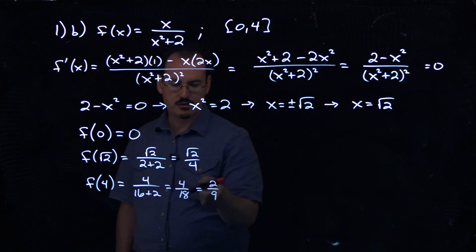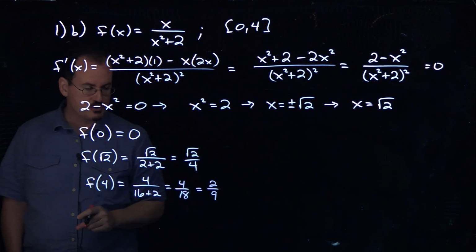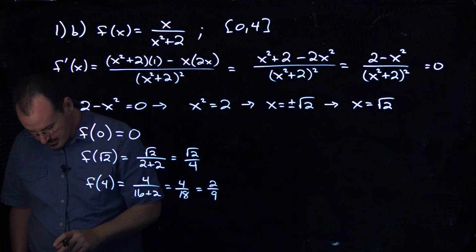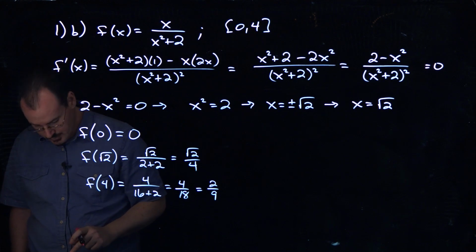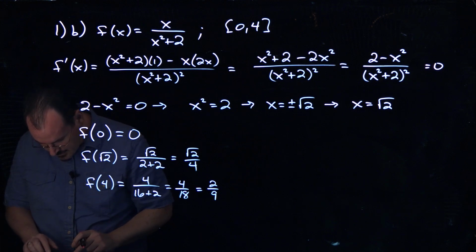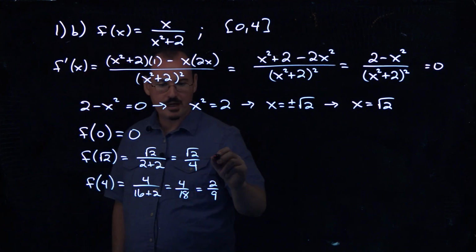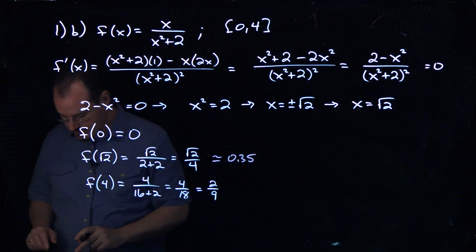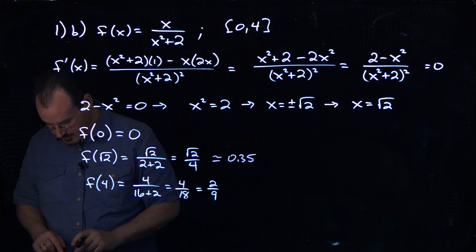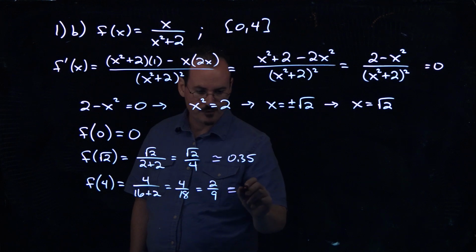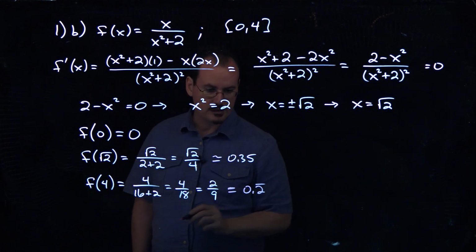So now the question becomes, which of these two is the larger? Root 2 over 4 versus 2 over 9, it's kind of hard to tell. Let's just plug this in the calculator and see. We'll get f of root 2, and that is approximately 0.35. And then 2 over 9, as a decimal, is repeating 2's.